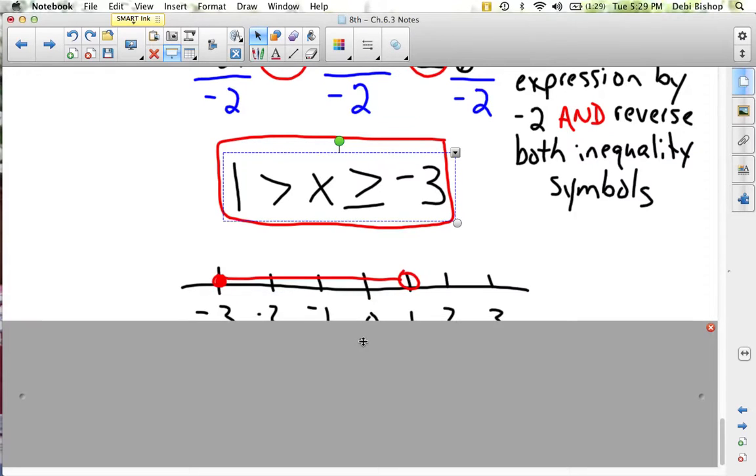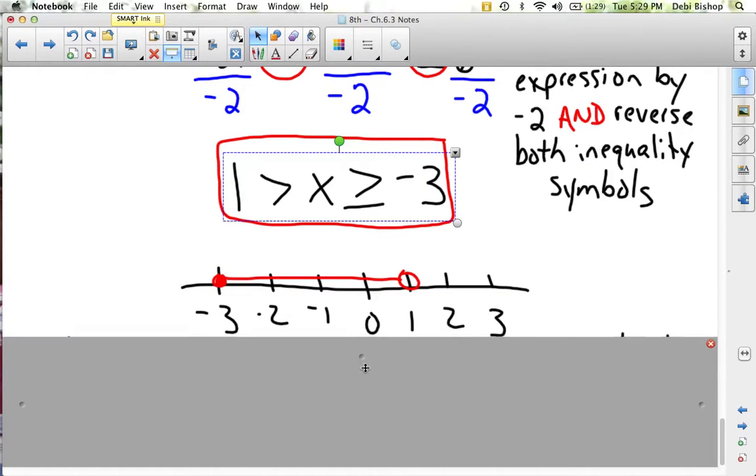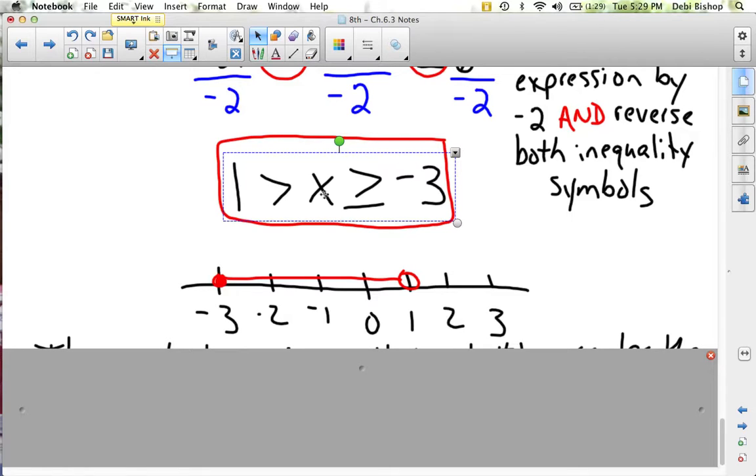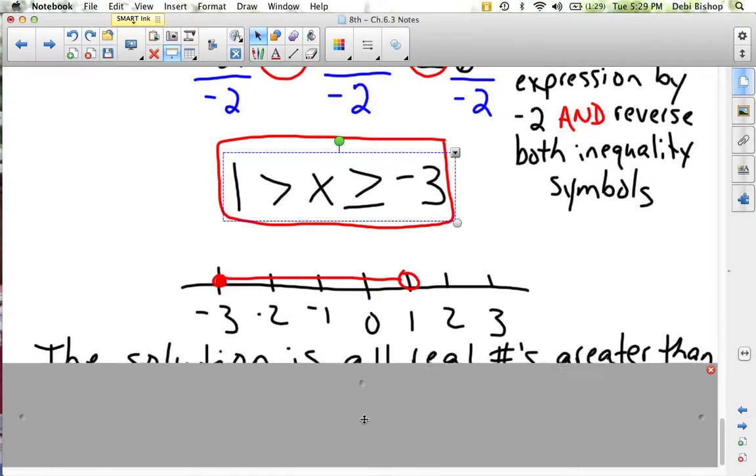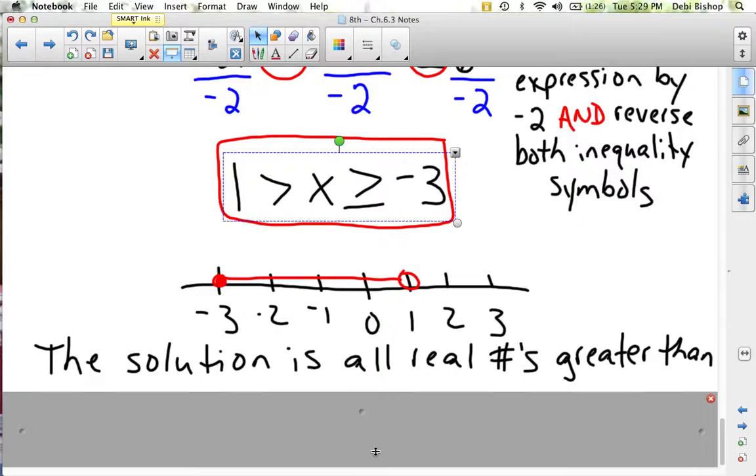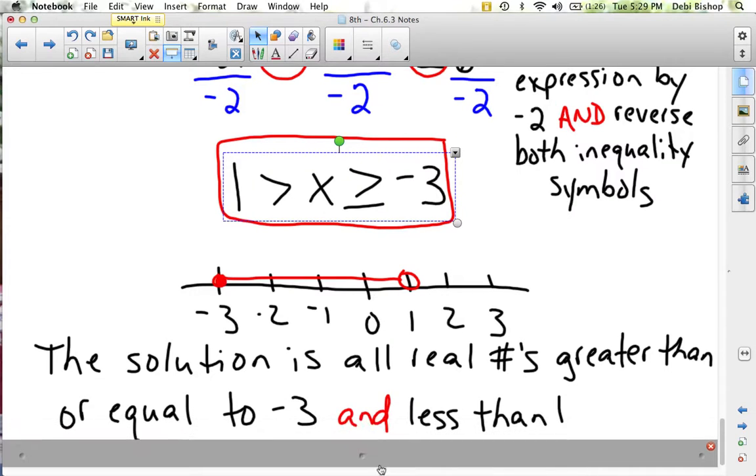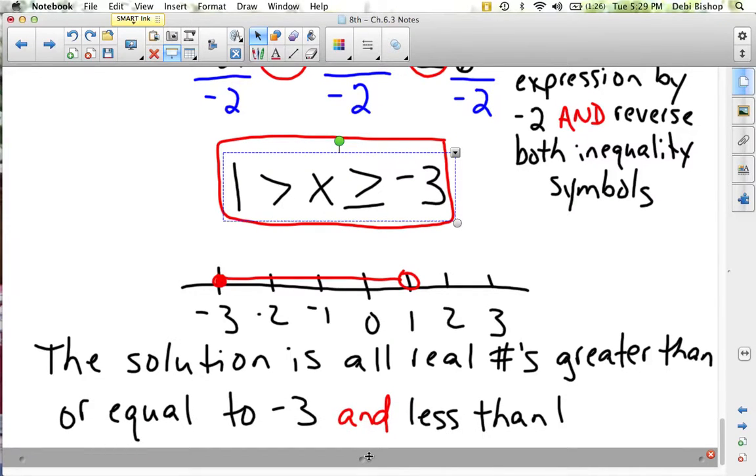Now I have to graph it, and it's the same thing. I always start here. x is greater than or equal to -3. So I have -3 with a solid dot, and it's greater than. But I also know that x is less than 1, open circle, and then those will meet in between. So when you have your ands, you can see that they will meet in between. The solution is all real numbers greater than or equal to -3 and less than 1.